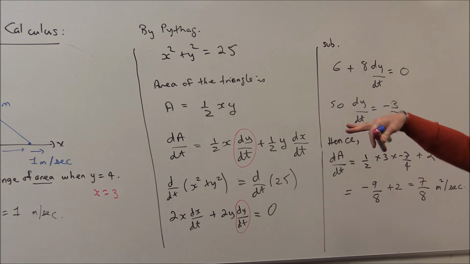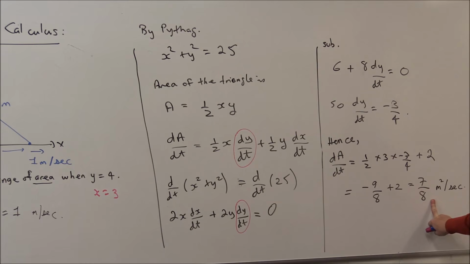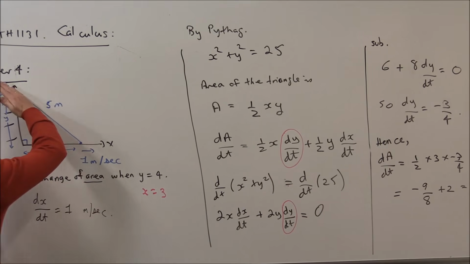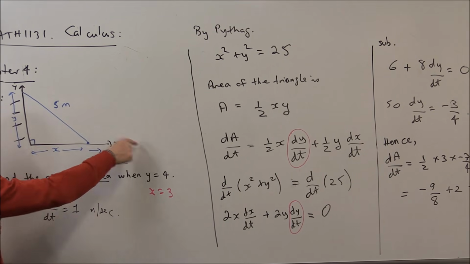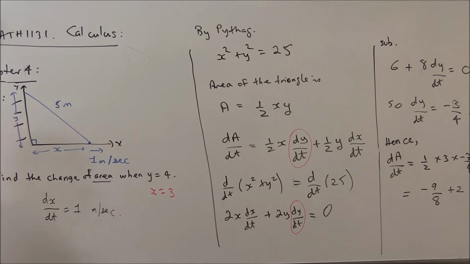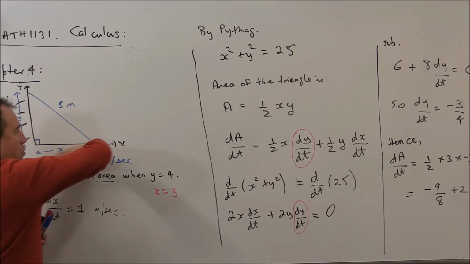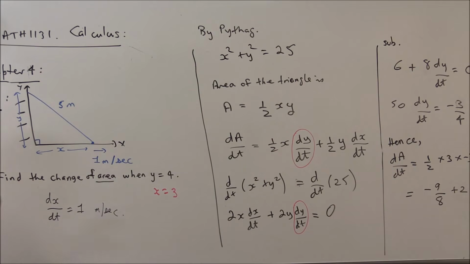So as this moves along, that's the rate of change of the area. Now, of course, there will be a limit on the size of this, because eventually, once x reaches 5, the ladder's flat on the ground. So this scenario only makes sense for x between 0, when it's vertical, and when it's horizontal, when x is 5. But for any point in between, for this particular point, when y takes the value 4, the rate of change of the area is 7/8 metres squared per second.